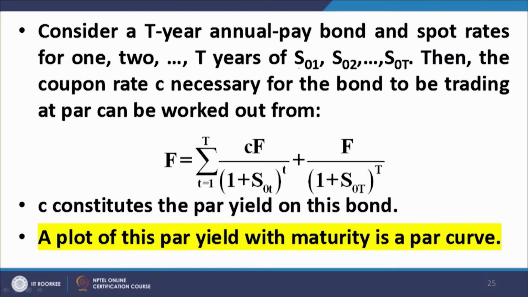This is how we calculate the par rate. The C is the coupon rate, which will incidentally turn out to be the par rate, and we solve the equation that we have here.